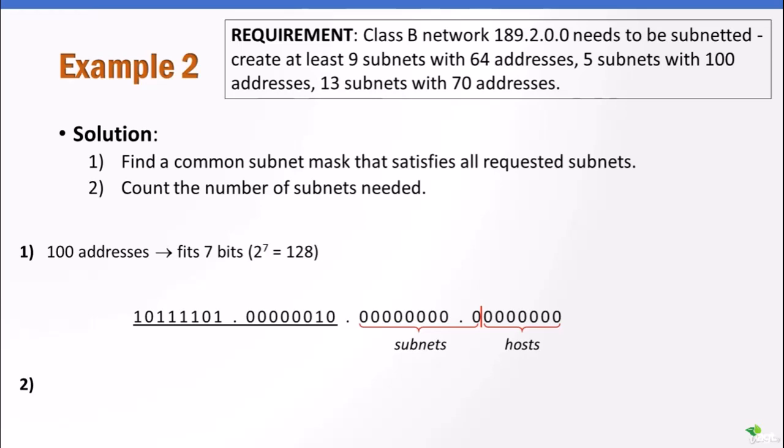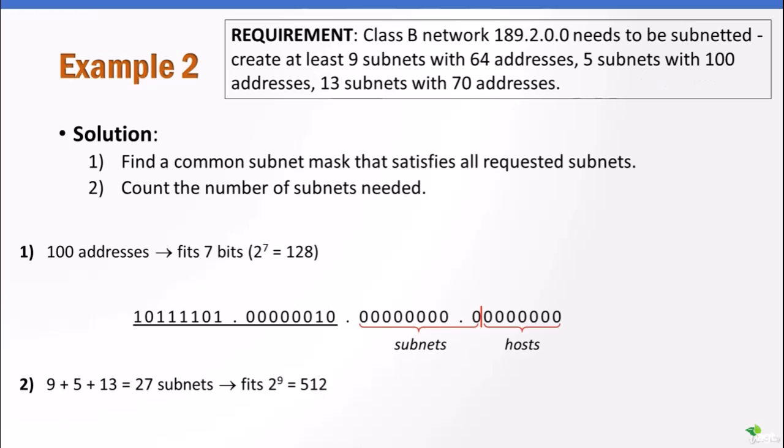So we need 9 subnets, and then 5 subnets, and then 13 subnets. In total, that's 27 subnets. Now we just need to make sure that we can fit the 27 subnets into our subnets portion. And this portion has 9 bits, which means that we could actually create 512 of these subnets. So our answer to this requirement is, if we use 189.2.0.0/25, we could create all of these subnets.